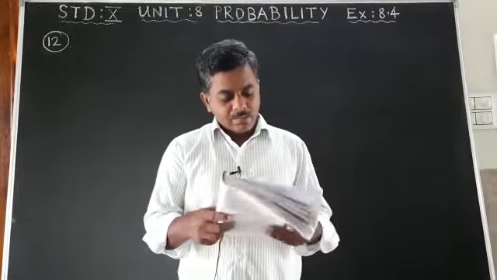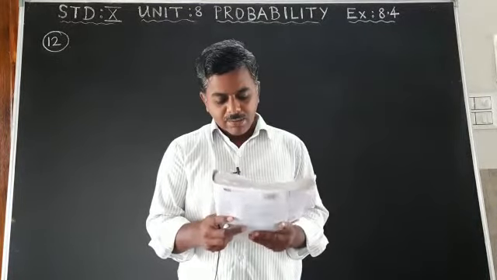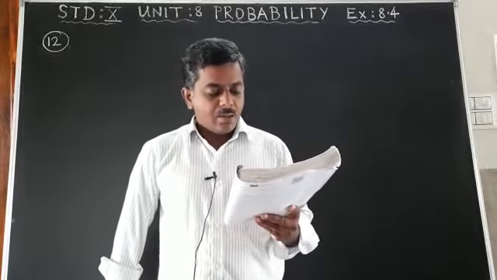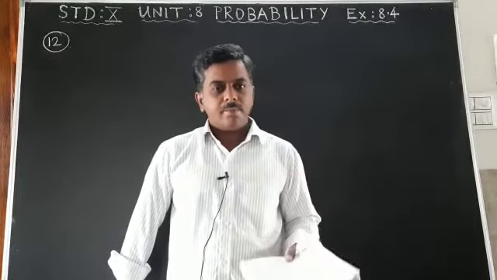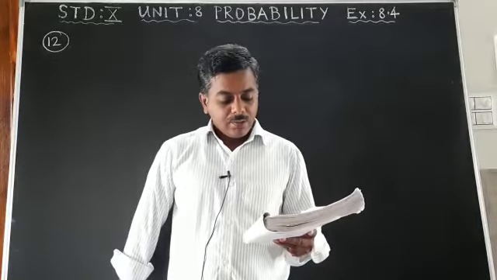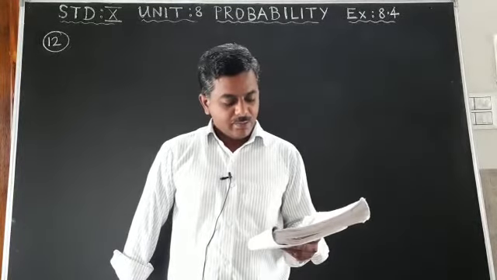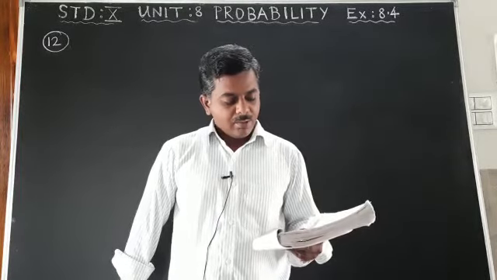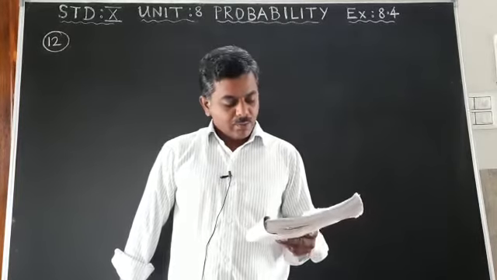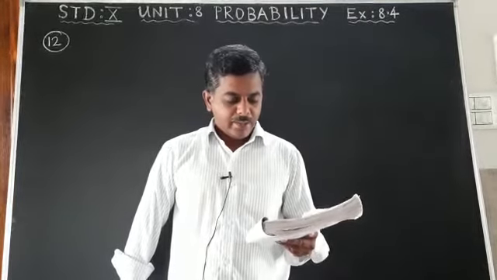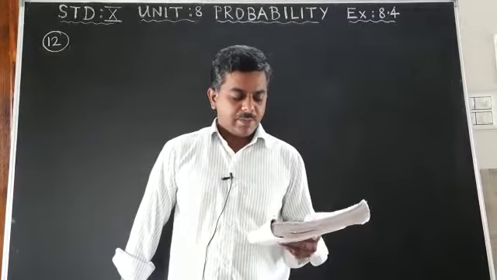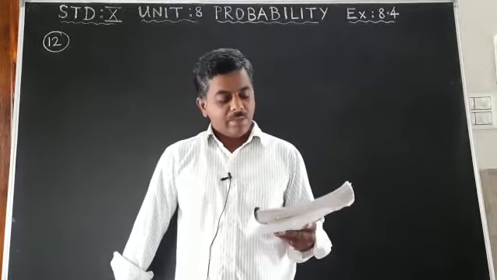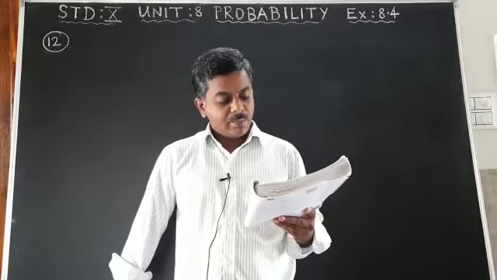A coin is tossed thrice. Find the probability of getting exactly two heads or at least one tail or two consecutive heads. Three events are given with the word or between them. Whenever we see the word or, we consider it as union. So we need to find the union of these three events, using the addition theorem of probability for three events.